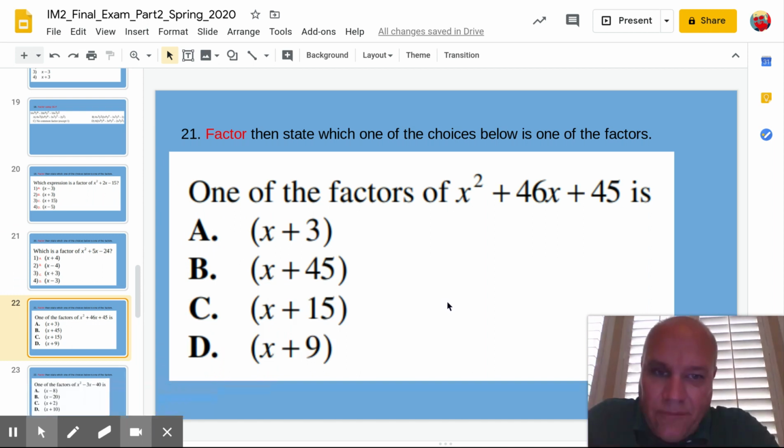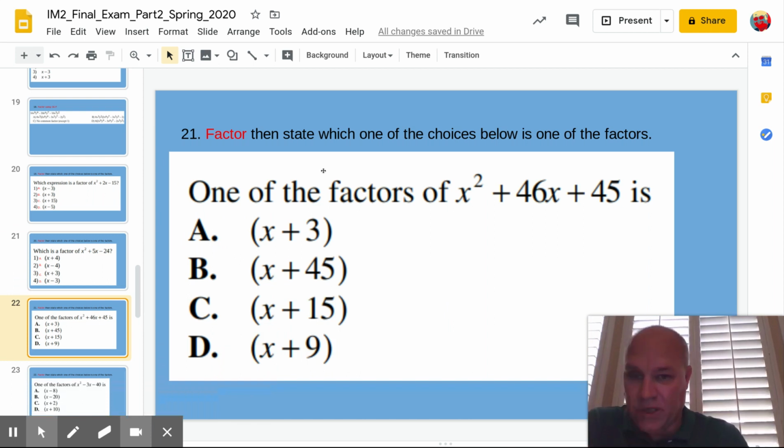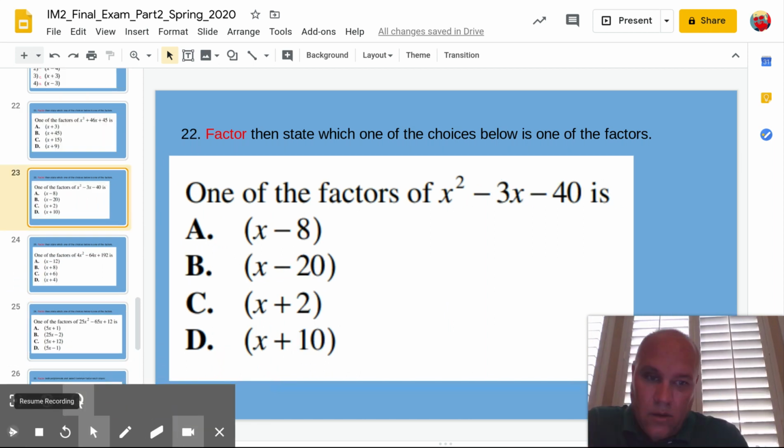All right, factor x squared plus 46x plus 45. That's not going to be too bad. It looks scary, but it's not that bad at all. So factor that one, and which one of these is one of the factors?